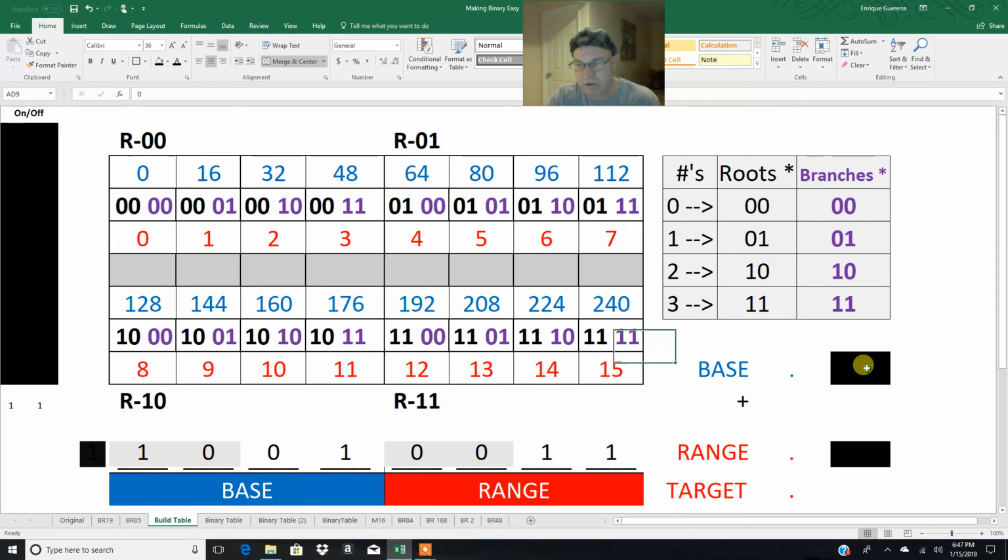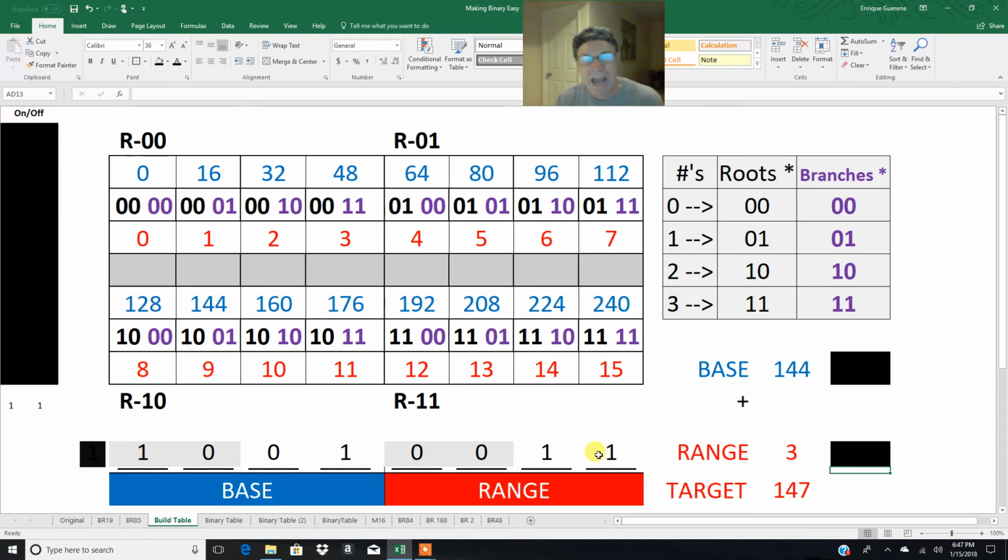That's 144. And you put it right here. So now we got to find our range number. Our range number is 0011. Well, we got a root of 00. Where's 00? Oh, 00 is up here. So we just have to look in this area. And then you look for your branch. 11. Oh, here it is. So the number is 0011. Oh, okay. So that's range number 3. So you put number 3. So 144 plus 3 is 147. So this 8-bit binary number is 147.